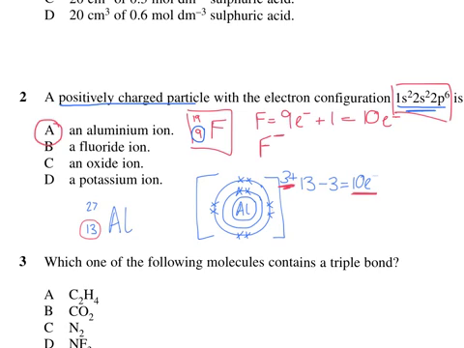And it will be the same with oxide. Oxygen has 8 electrons. It will then gain 2, so its ion will have 10 electrons, but its charge is 2 minus. And with potassium, it has 19 electrons, loses 1, and so its ion will have 18 electrons, so it's not correct either. So our answer for number 2 is A.